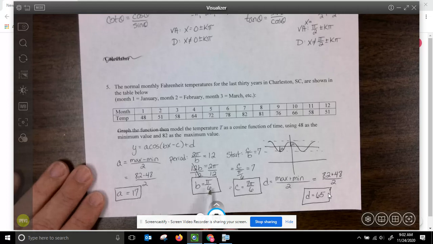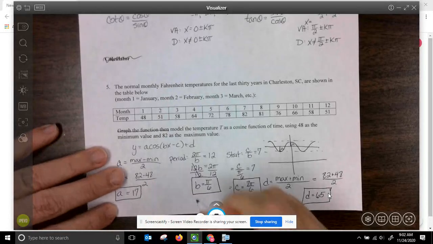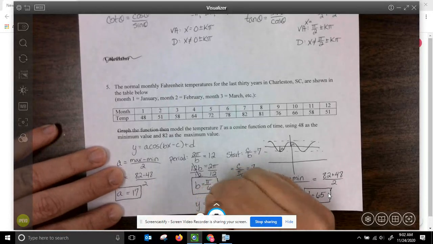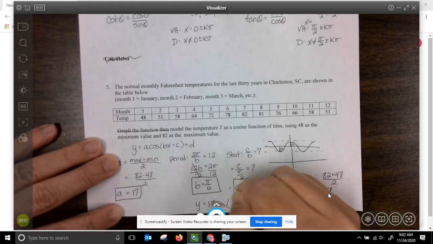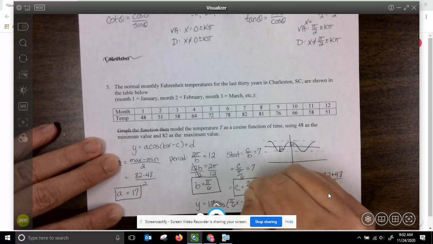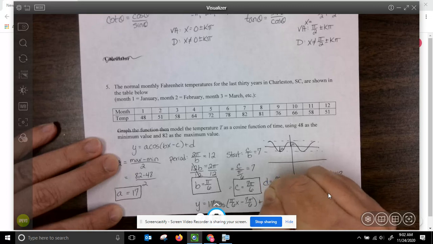Well, now I have my A, my B, my C, and my D. Of course, I can just plug that into my standard form for a cosine function. And we have y is equal to 17 times the cosine of pi over 6x minus 7 pi over 6, all plus 65.